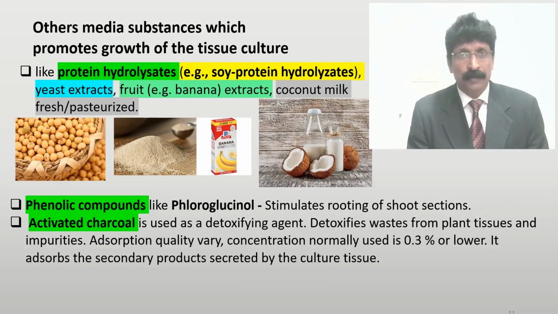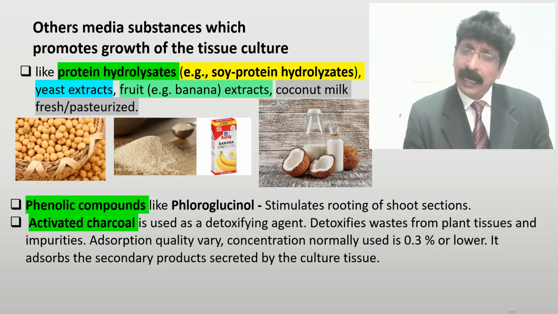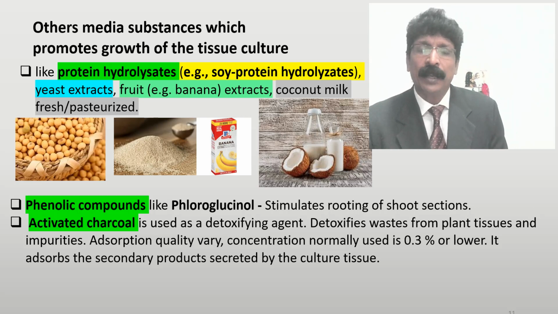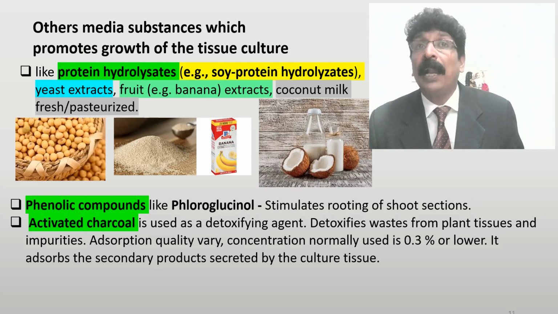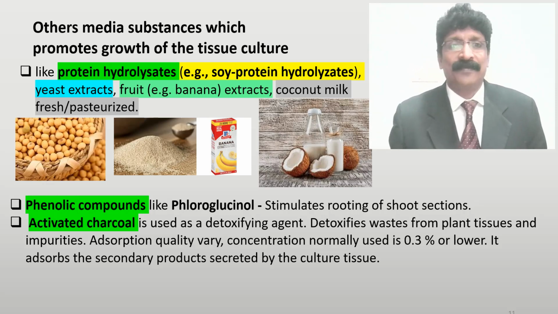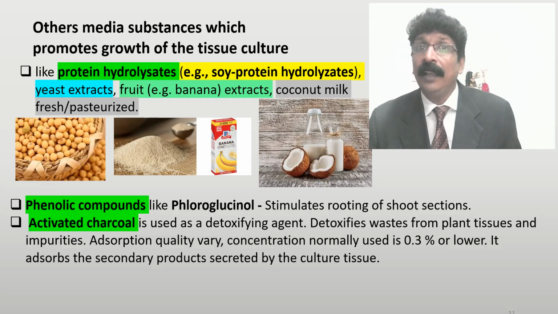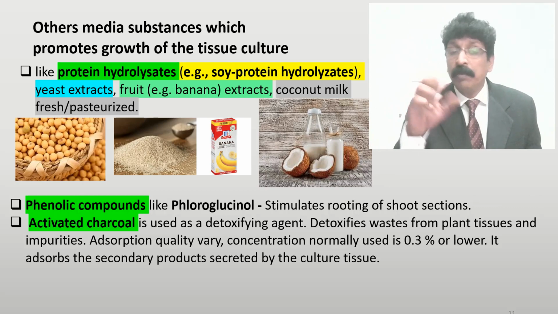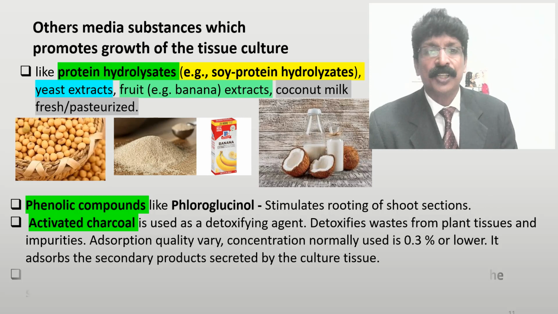Activated charcoal, which we use as an adsorbent in various places, in clinical work, in the lab, and in chemistry. Activated charcoal is used as a detoxification agent. It detoxifies waste from the plant tissue and impurities. Adsorption quality varies. The concentration normally used is 0.3% or lower. It adsorbs the secondary products secreted by the tissue culture.